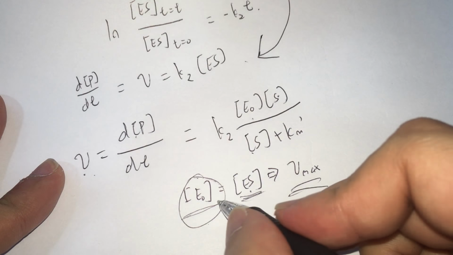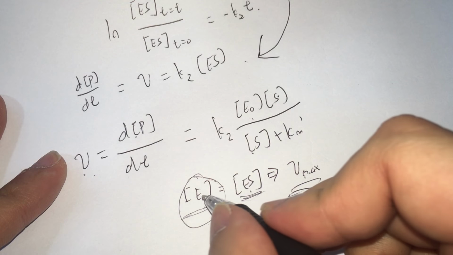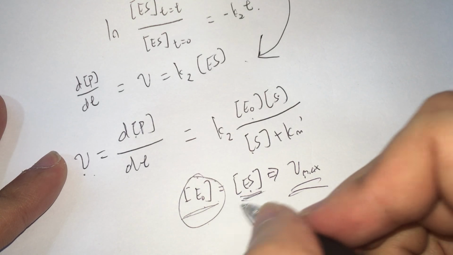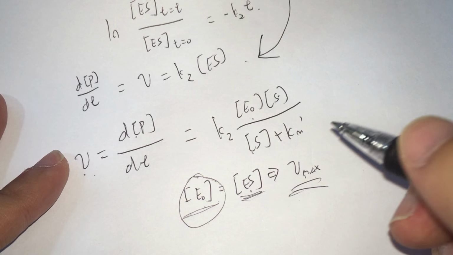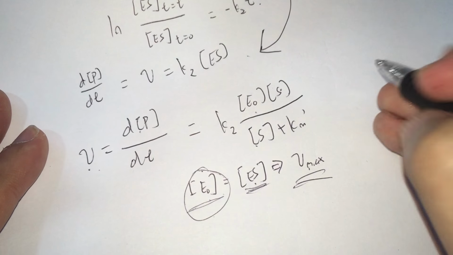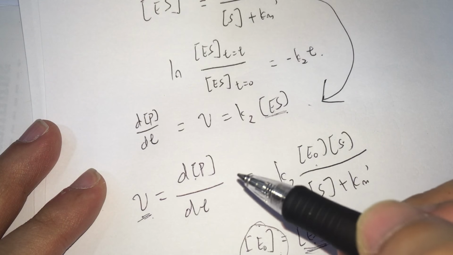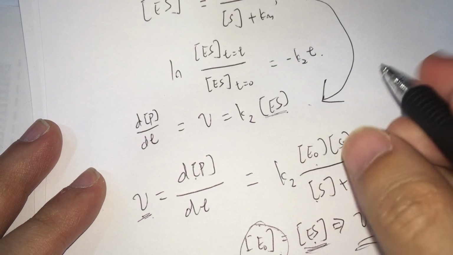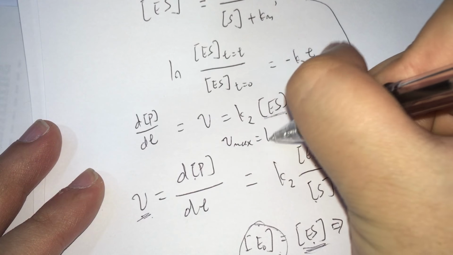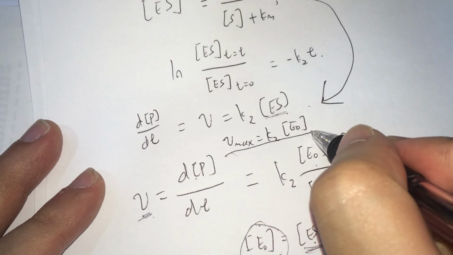So that means that Vmax will be reached when E naught, the initial enzyme concentration, equals the current concentration of enzyme substrate complex. Because if this is maximum, then this is maximum. So the maximum it can go, Vmax equals K2 times E naught. This will be the expression for Vmax. And what does it look like? It looks like this here.